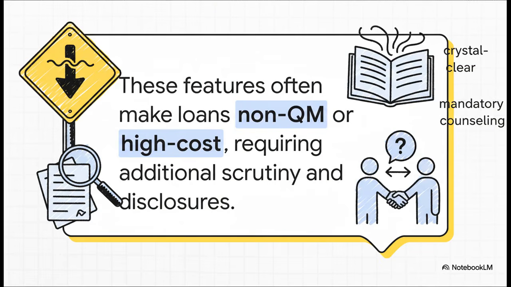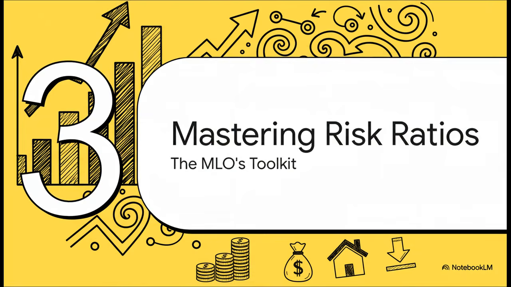And this is where your responsibility as an MLO gets really serious. When you see these kinds of features, it's your signal to pump the brakes and slow way down. These loans demand extra work, totally crystal clear disclosures, and a lot of times, mandatory counseling to make sure the borrower really gets what they're signing up for. All right, let's move on to Section 3 and talk numbers. We're going to dive into the nitty-gritty metrics you use every single day to actually measure risk.